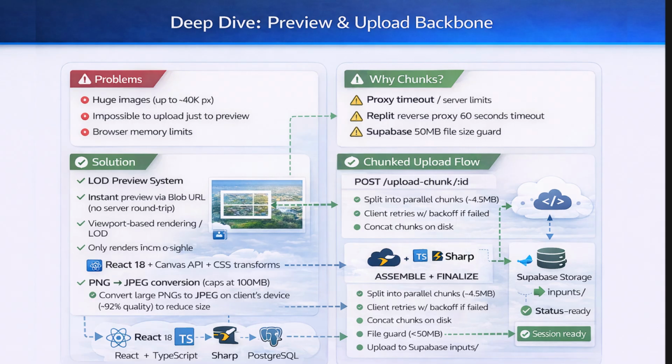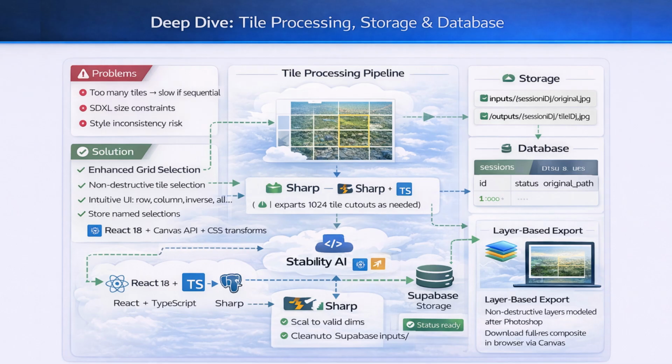Before upload begins, large PNGs are optionally converted client-side to JPEG to reduce transfer size. So, architecturally: preview to browser only, upload to chunked streaming assembly, to back-end persistence, to Supabase storage. This separation solved proxy limits, memory pressure, and blocking uploads. Now we move to the processing and persistence layer.